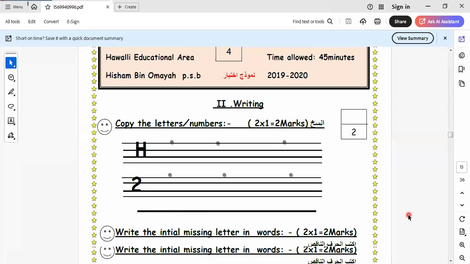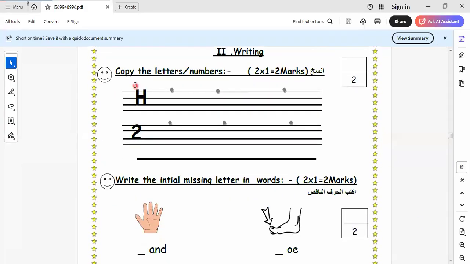Let's go to another exam here. Here we say copy the letters and numbers. This is the same as handwriting. So here we do it like this. I would like to show how to do it. We write H as it is and 2 as it is. This is for practicing how to write letter H and the number 2, to see if you are able to do so or not.